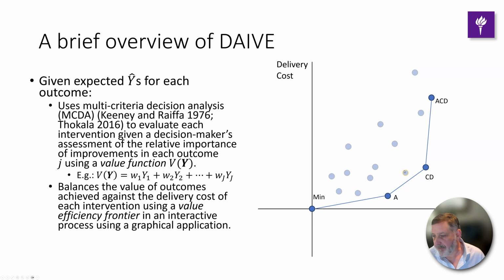I've highlighted one other intervention combination. I haven't labeled it. It could be some combination of other factors here. This one is special in that, at this point, there is no intervention that is below and to the right of this point, but yet it's not on the frontier.